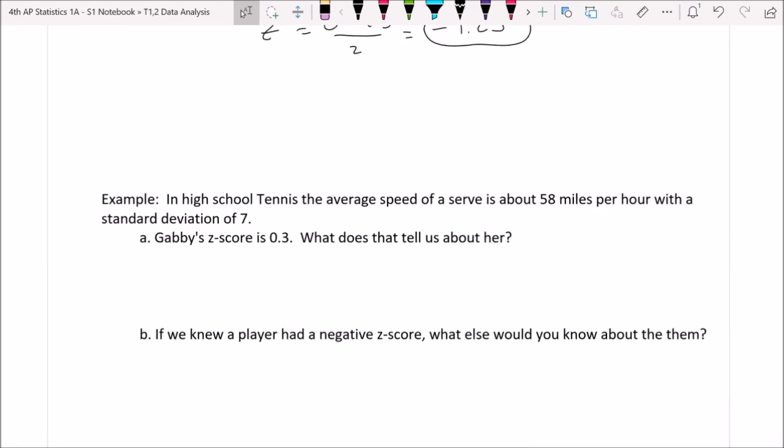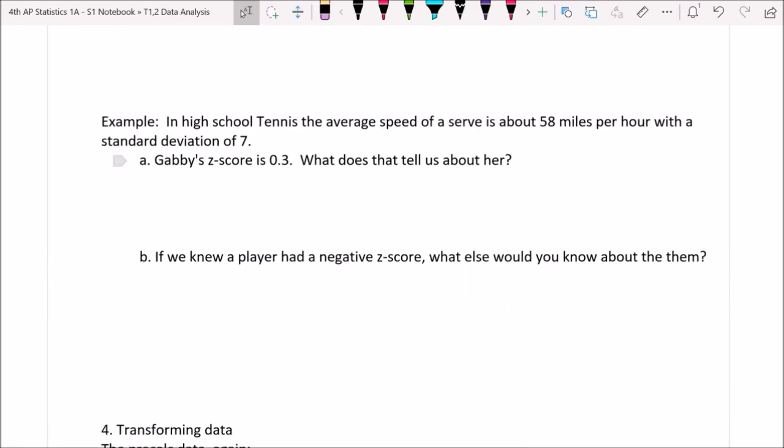Here's another example. In high school tennis, the average speed of a serve is about 58 miles per hour, with a standard deviation of 7 miles per hour. Gabby's z-score is 0.3. What does this tell us about her? Why don't you pause the video and try to answer that question for yourself, and try to be specific.